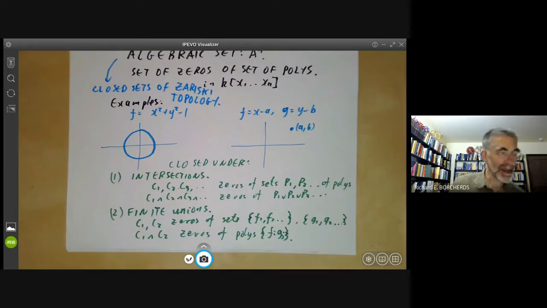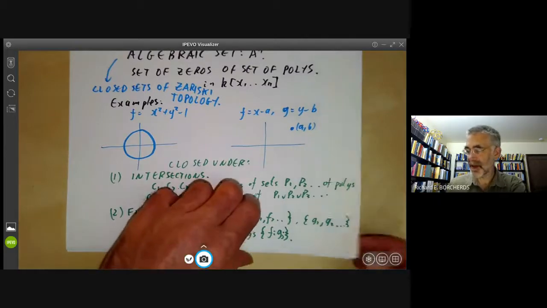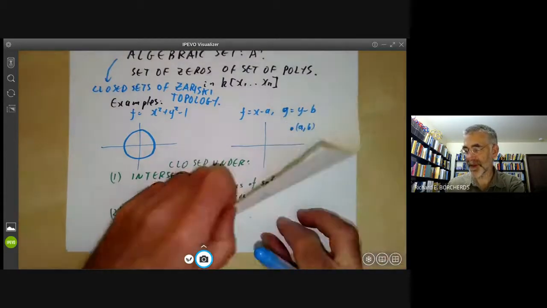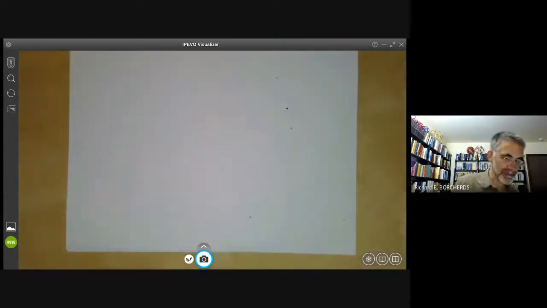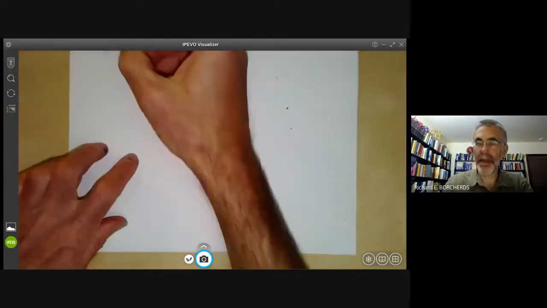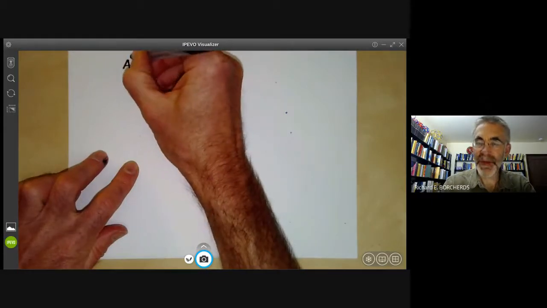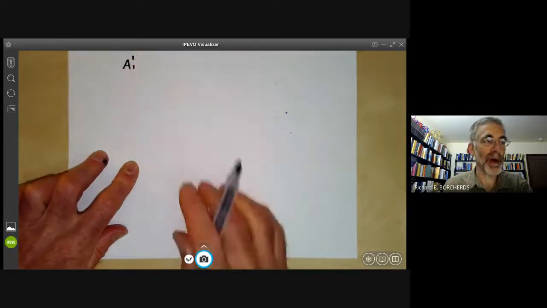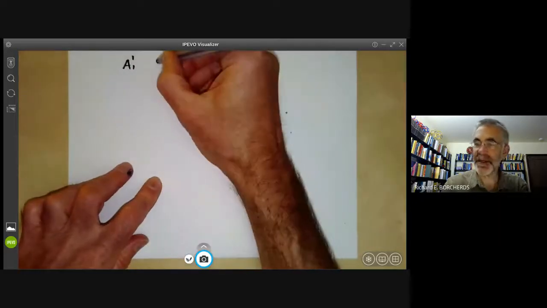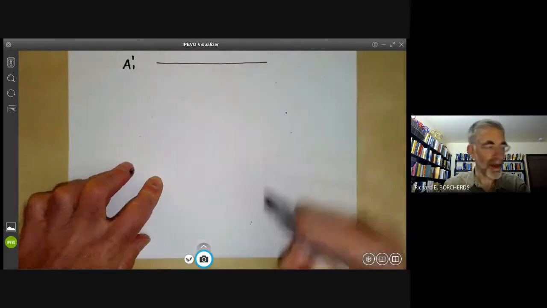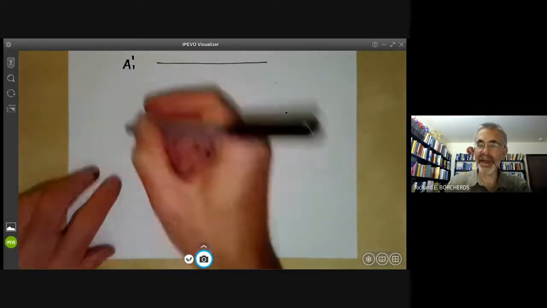So let's see some examples of Zariski topologies. So let's first do one-dimensional affine space A^1. So this is just a line. And we can ask, what are the closed sets of it?